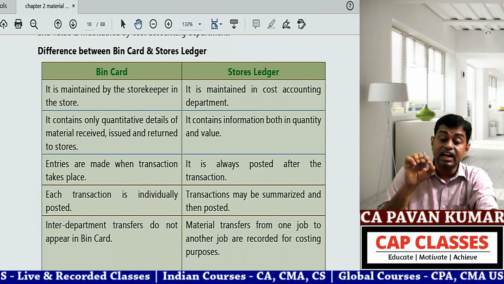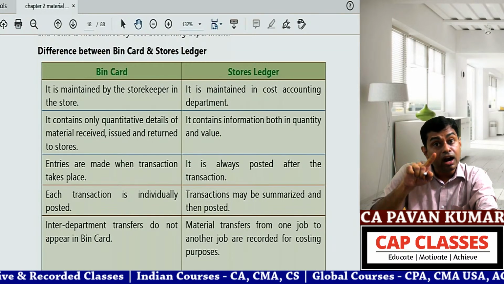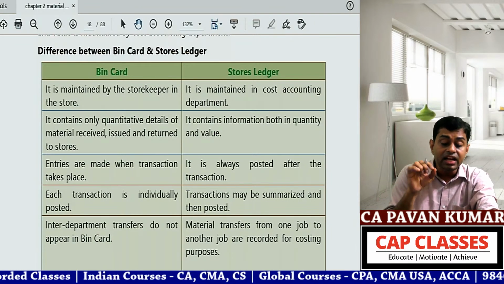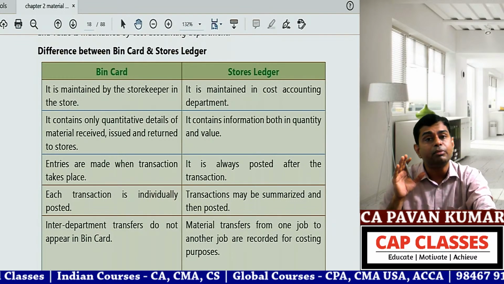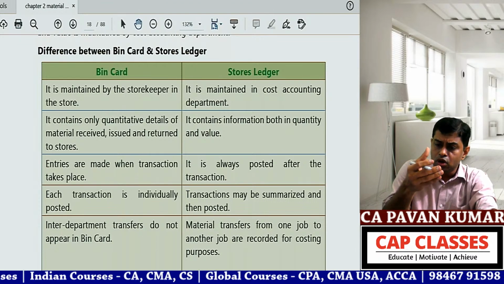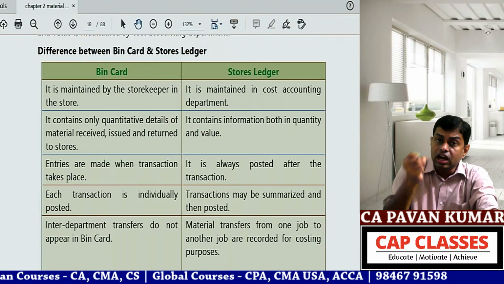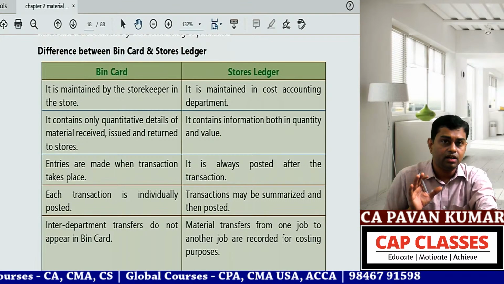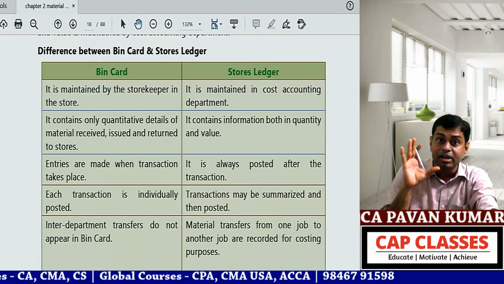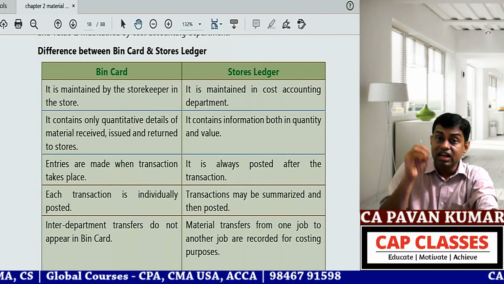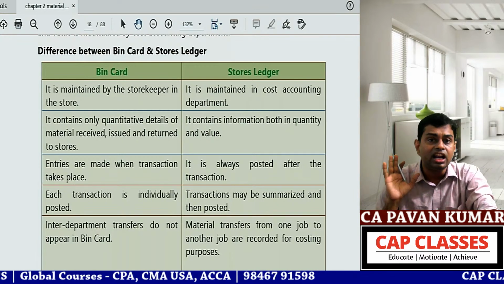Stores ledger contains information both in quantity and in values. Bin card entries are made when transactions take place. Every time you take goods out of the bin card, or put items inside it, you need to update it. It is on an online real-time basis. That means the moment it is happening, you have to update the records.